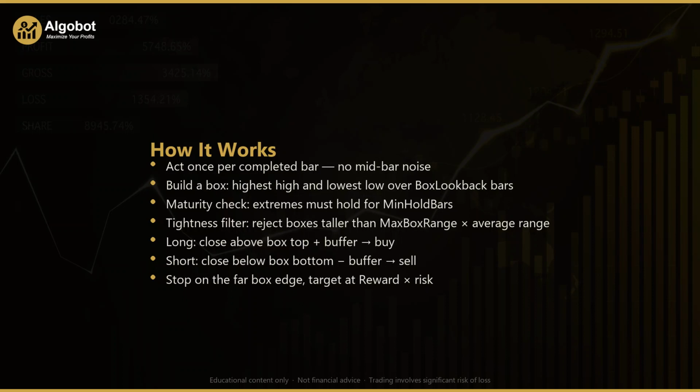The short side is a perfect mirror. When the freshly closed bar closes below the box bottom by the buffer, the strategy signals a sell, places its stop just above the box top, and sets a take profit at the same reward to risk multiple below entry. Only one position runs at a time, and the stop and target manage the trade from there.